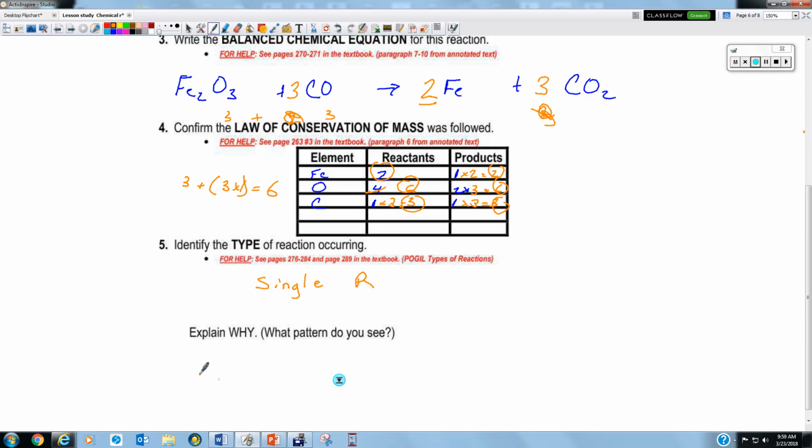And so for our explanation for a single replacement, I would just say that we see a metal by itself in the product.